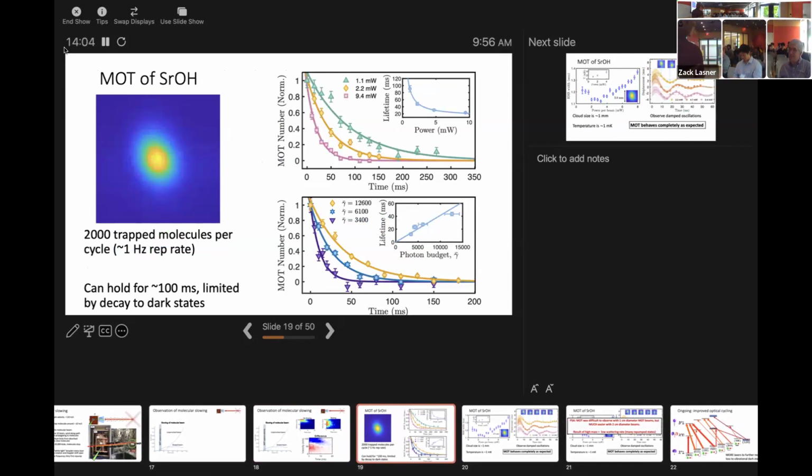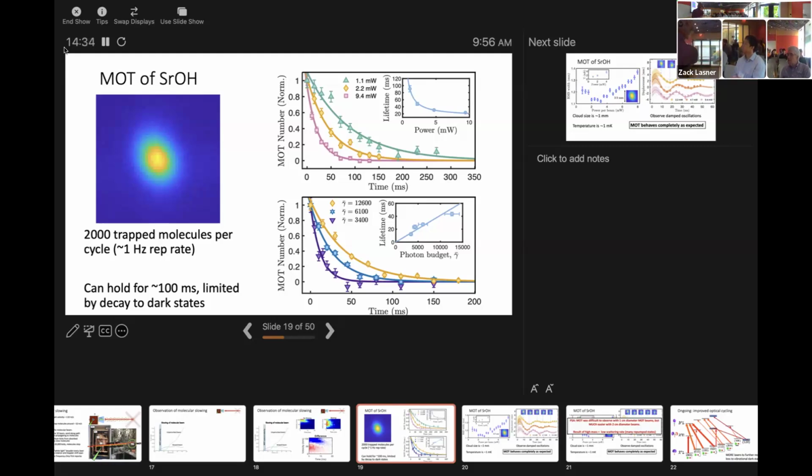It's our rep rate. And the lifetime of the MOT is currently limited by decay to vibrational dark states, just because we can scatter only about 13,000 photons, and you need some scattering rate in order to keep the MOT alive. And you can see that here at very high powers, you run through that photon budget quickly and the lifetime is short. At lower powers, you run through it slowly and the lifetime can get pretty long. If you try to go much lower power than this, you just can't hold the MOT anymore and they'll fly away.